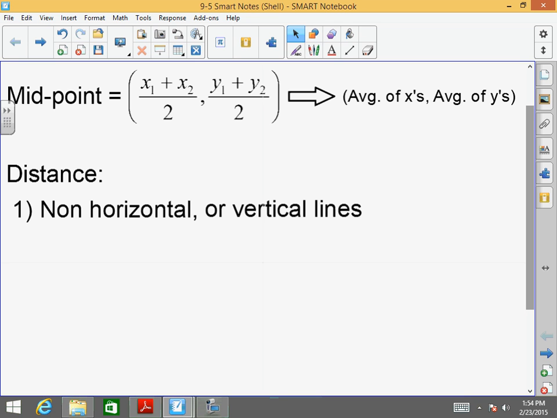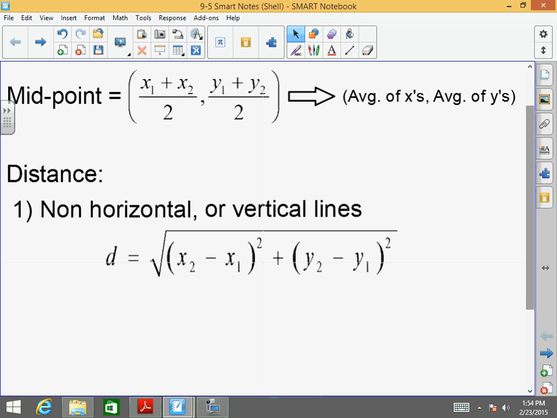We're going to be talking about non-horizontal or non-vertical line distance. And I'm also going to give you the distance for vertical lines and horizontal lines because I want you to be able to differentiate between the two. So the distance between any 2 points, whether it is on a horizontal or vertical line or not, usually this distance formula is used for a line that has a slope to it.